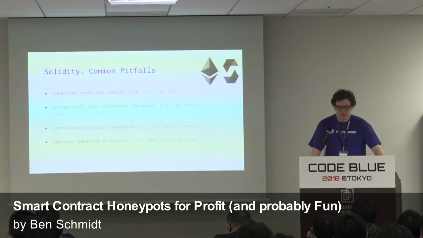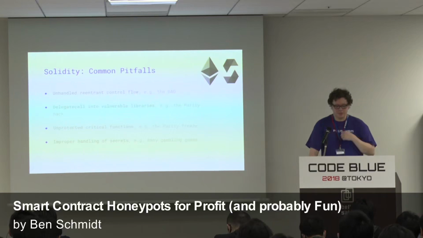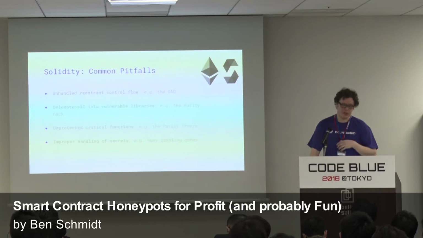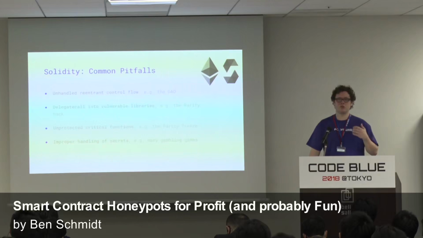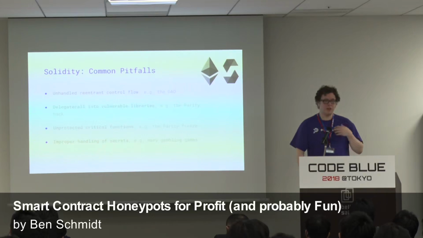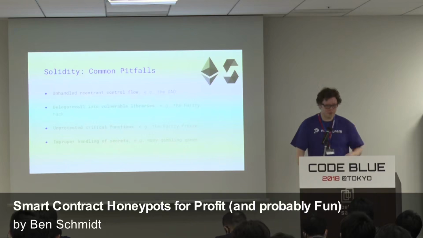So another common issue is delegate calling into vulnerable libraries. This was most famously demonstrated in the Parity hack, which was another gigantic compromise. And essentially what it allowed you to do was delegate call into a vulnerable library. Now, delegate call basically transparently transitions the execution environment from the contract you called into to a library contract, as if it was the same contract that you were executing.